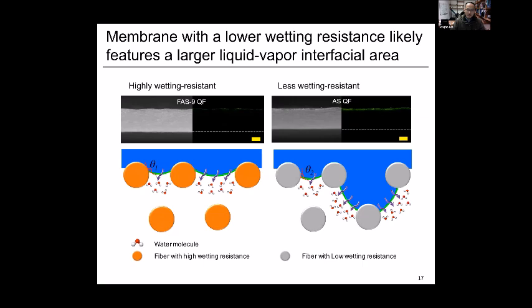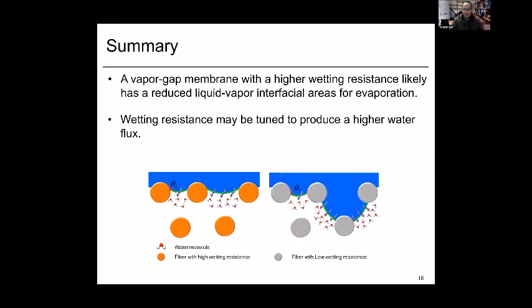So this observation brings us to suggest the following mechanism. When the wetting resistance of the membrane is very high, the liquid-vapor interface is formed at the top surface of the membrane. But when the wetting resistance is reduced, that induces the sagging of the interface, so that the interface can touch the subsequent layer, which induces the expansion of the interfacial areas, so that the evaporative water flux is increased. That was the major finding of this study.